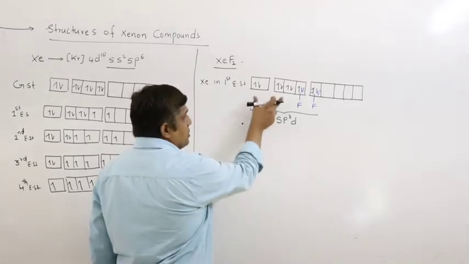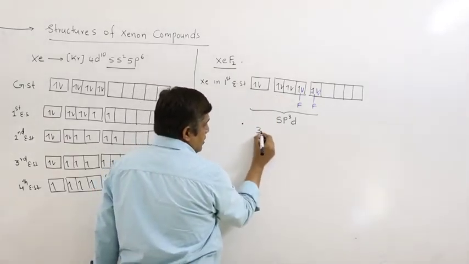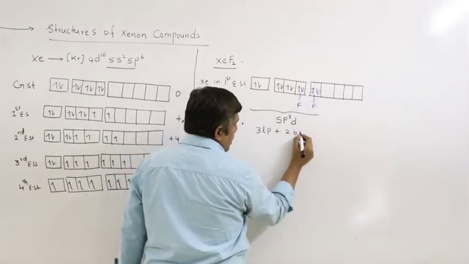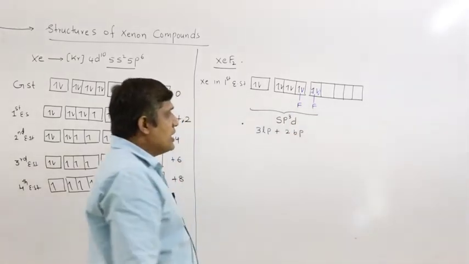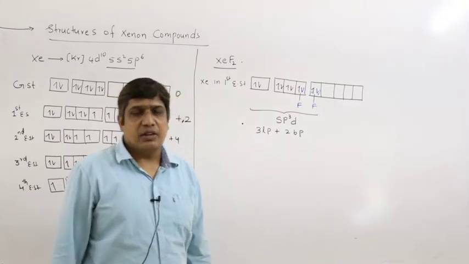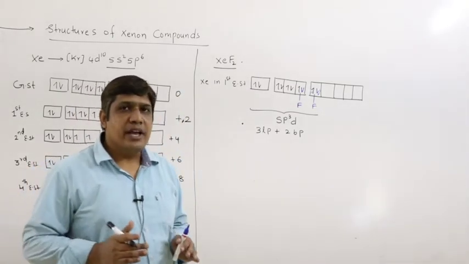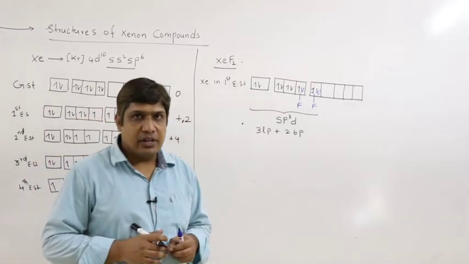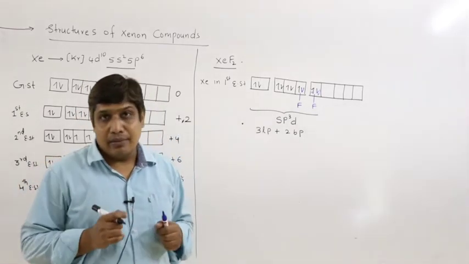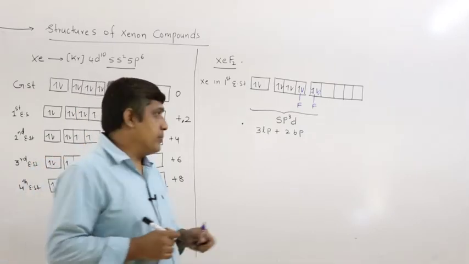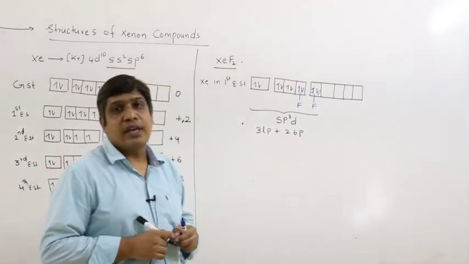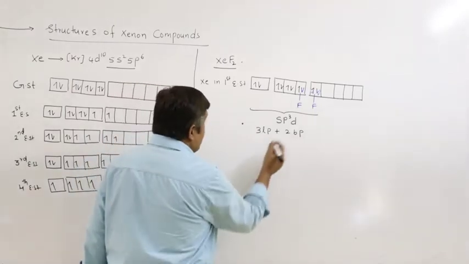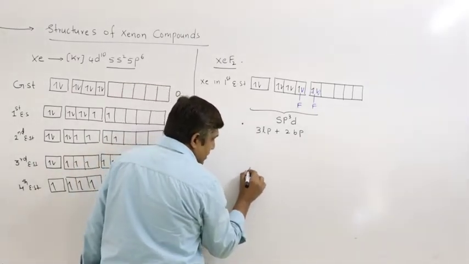No pi bond. 3 lone pairs plus 2 bond pairs. So sp3d hybridization means there are 5 hybridized orbitals. With 5 hybridized orbitals, the ideal geometry should be trigonal bipyramidal. Because of the presence of lone pairs, what we get is linear. The structure of XeF2 is linear.